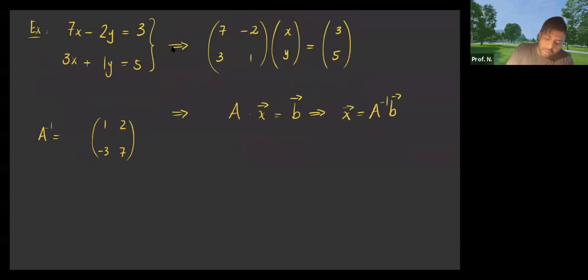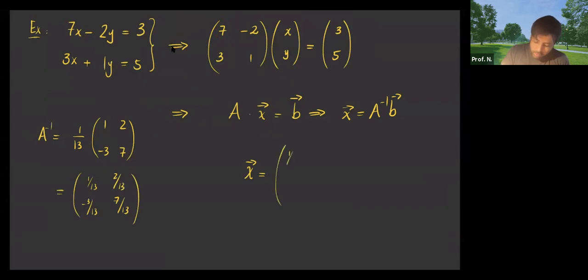And the determinant of this matrix is what? 7 minus -6, so it's 13, so the factor is 1/13. So I'm going to write this as 1/13 times the matrix 1, 2, -3, 7, multiplied by the column vector 3, 5.